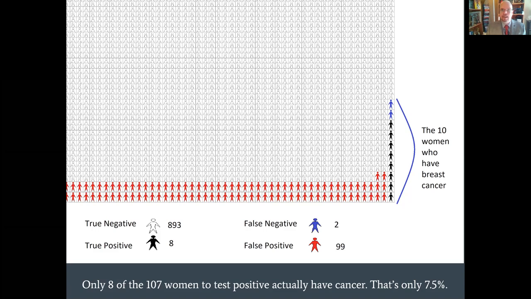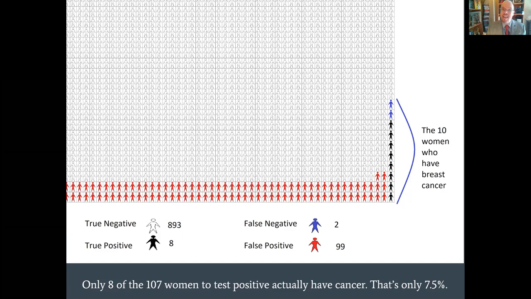Because 80% of the time, if they have it, it'll come back positive. Well, that means 20% of the time when they have it, it'll come back negative. So there's going to be 8 true positives out of those 10, but there's going to be 2 false negatives. That's unfortunate, right? But you'll have 8 true positives, right?